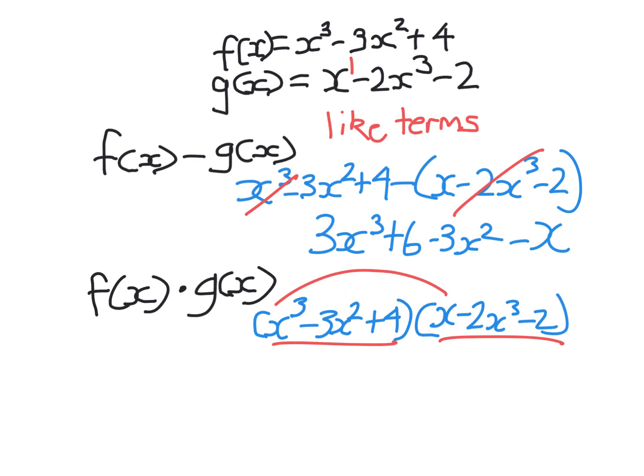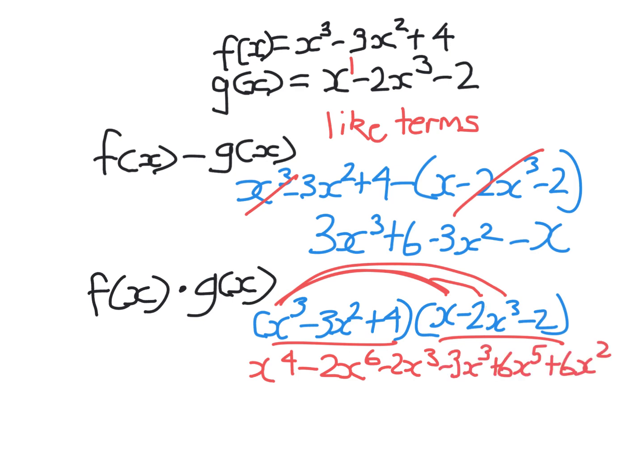So we go x cubed times x is x to the power 4. Then we go x cubed times -2x cubed. Then x cubed times -2. And then we look at the next term in the first bracket, -3x squared. I'm going to multiply that by everything inside the second brackets. And then finally, I'm going to take 4 and multiply it by each term in the second set of brackets. And then I just need to collect like terms.